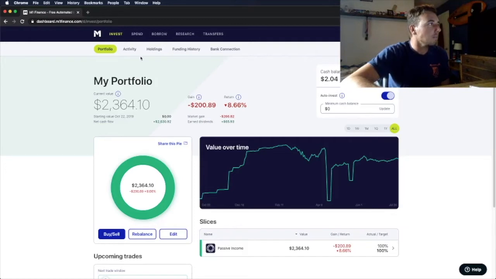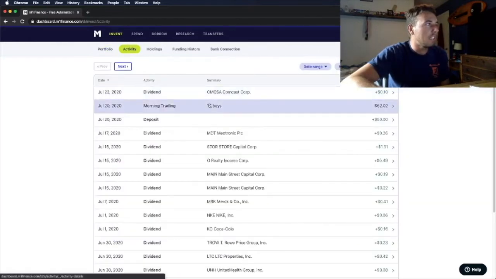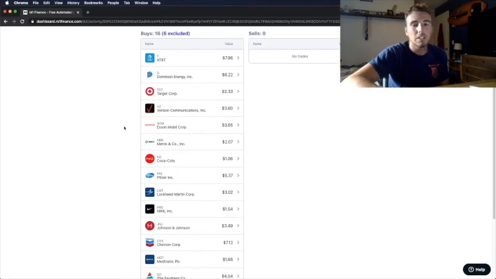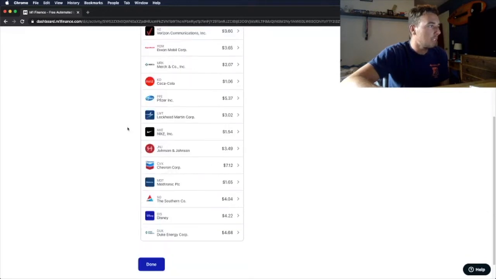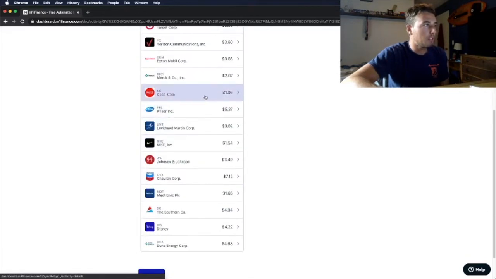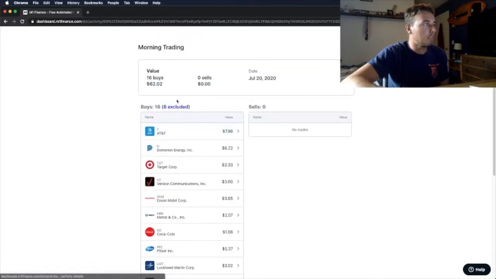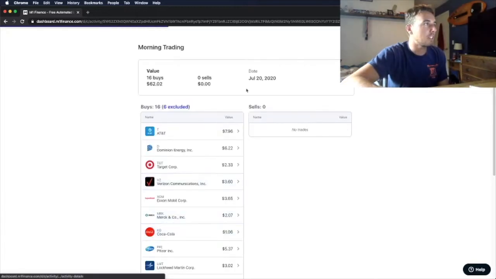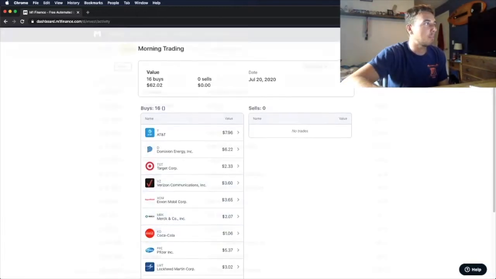As you can see, Monday here, these are the 16 buys we got with the $50. You can see these companies, a lot of them are very well known. You guys should know all these companies. With $50 spread out within the portfolio, it's not too much for each company, but it kind of adds up. And these were excluded because they were going to buy shares, but they changed it so if it's less than $1 worth, it doesn't actually buy them for that week. So a little bit just sits in my cash balance.